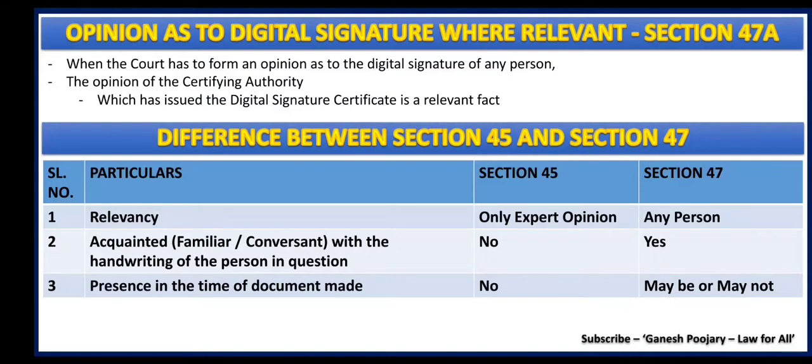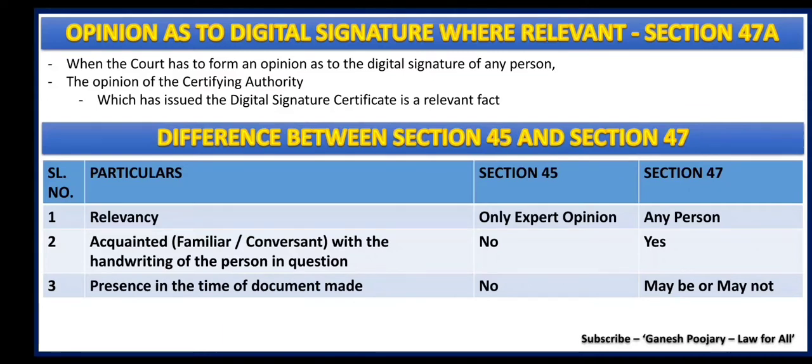The third difference, in whose presence this document is made. Under section 45U, when the document is made, the person who is making the opinion will definitely not be there. He is called by the court to see the document and make the opinion. So he was never in front of the person who has written or signed the document. He came to court and then he is seeing the document and making a comparison and he gives his opinion. Whereas under section 47, there are chances that such a document is made in the presence of the person making the opinion, or maybe not. It need not be that every time he needs to be in front of the person who is writing.